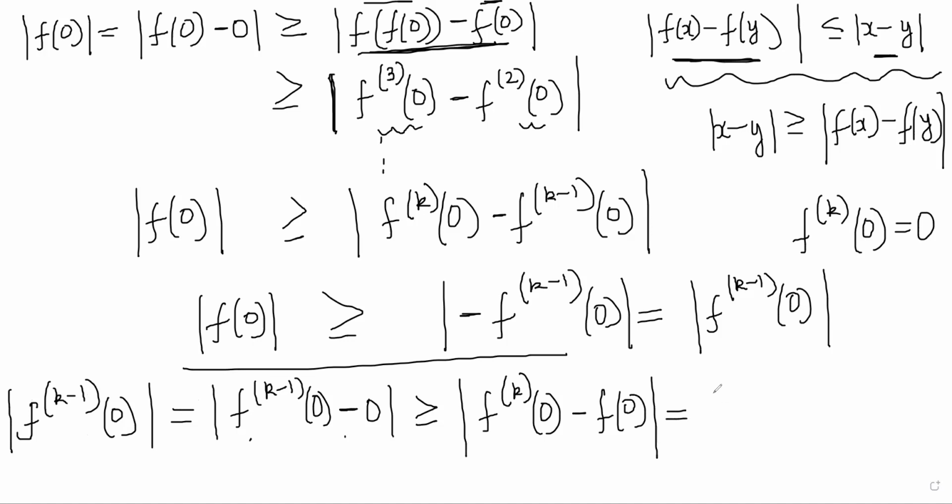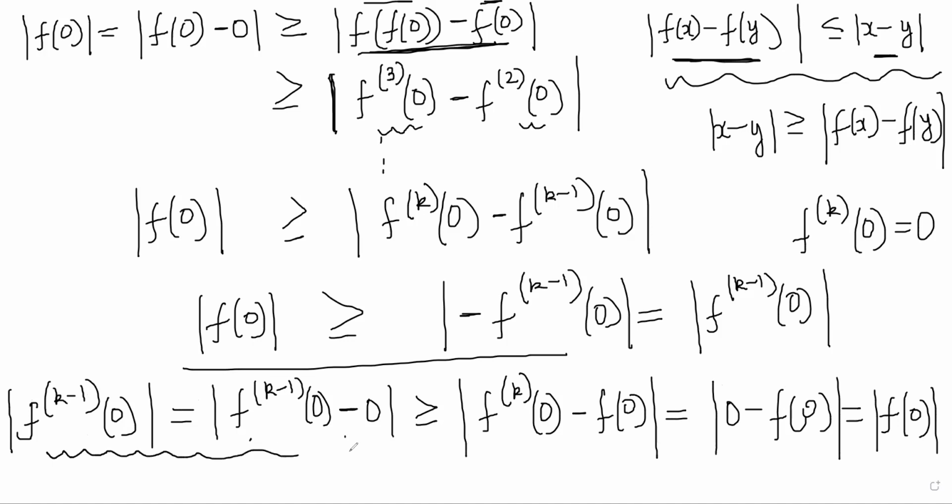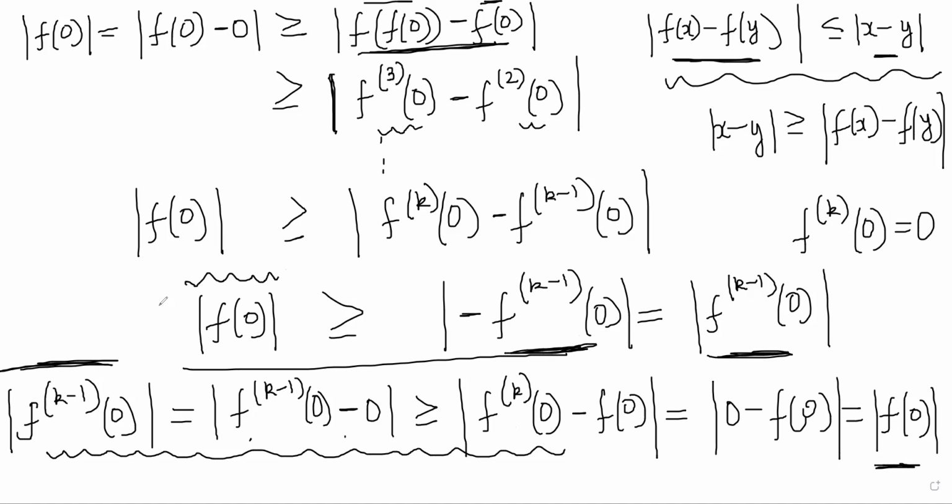Which will be equal to 0 minus f of 0, which will be equal to mod of f of 0, right? So from this lower inequality here, we are establishing that mod of this is greater than or equal to mod of f of 0, and we already have mod of f of 0 is greater than or equal to this, right? So basically, if you have two-sided inequalities like this, mod of a is greater than or equal to mod of b, and mod of b is greater than or equal to mod of a, that obviously implies mod of a is equal to mod of b, right?